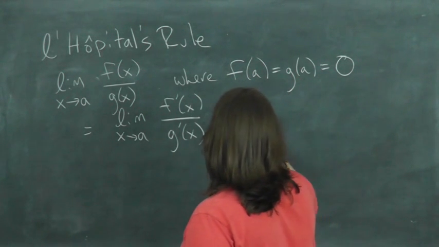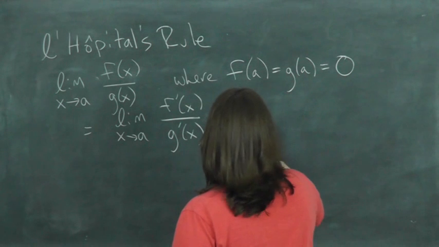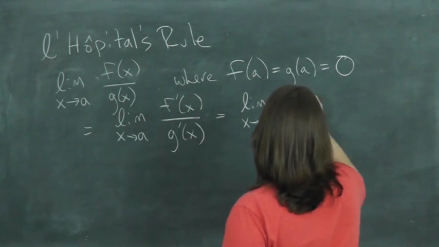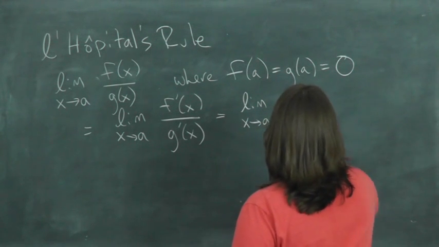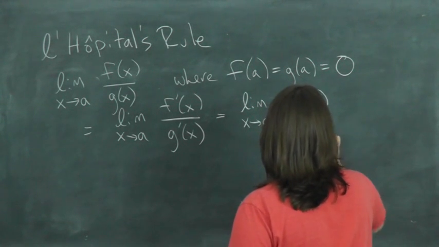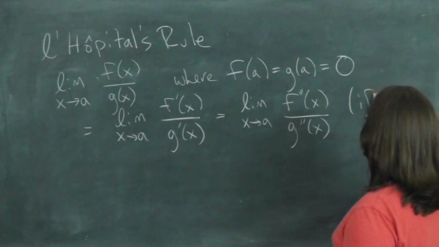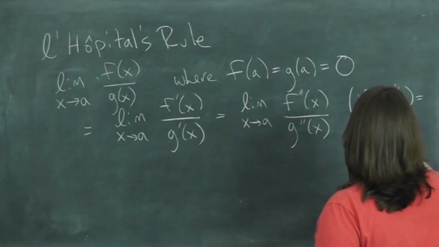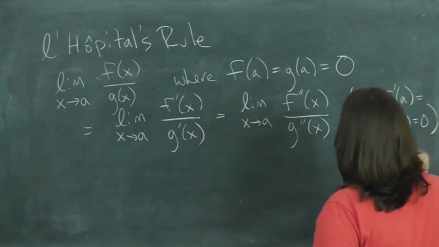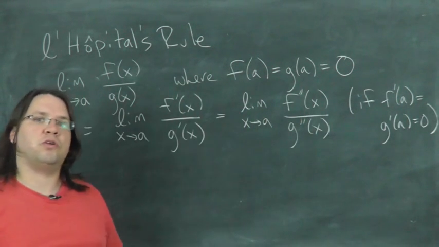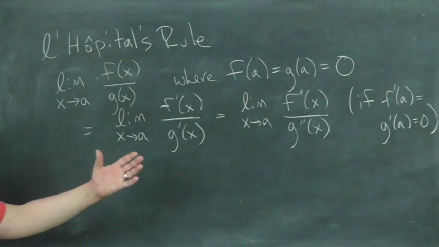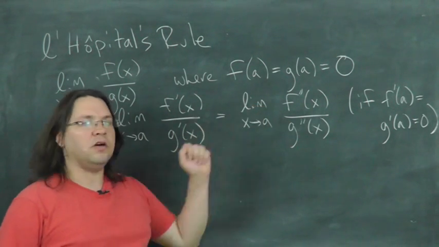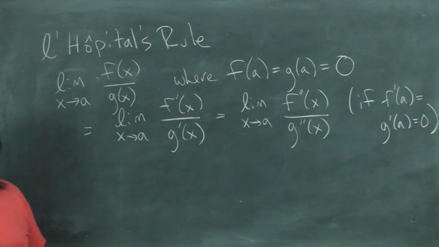And so this would also be the same as the limit as x approaches a of the second derivatives, if f prime of a equals g prime of a equals 0, and so on and so forth. So if you take the derivatives and you still get 0 when you plug in the value a, you can take one more derivative of each function and continue on.